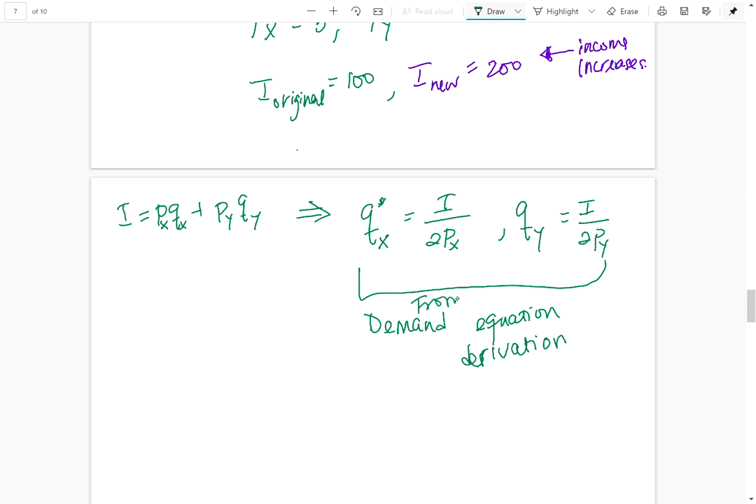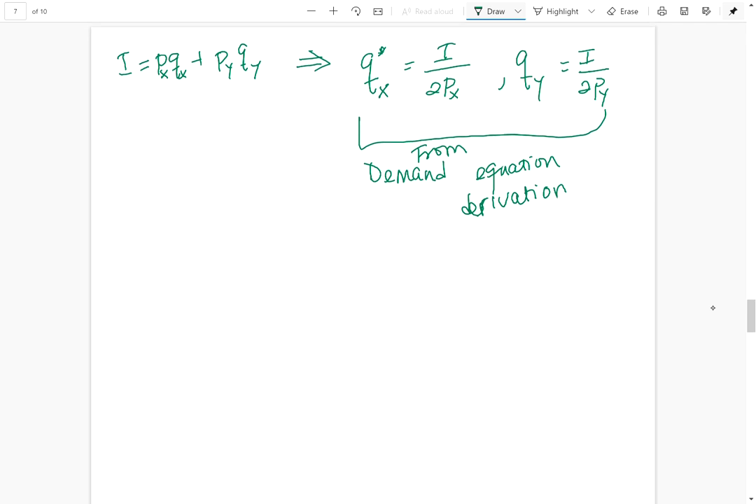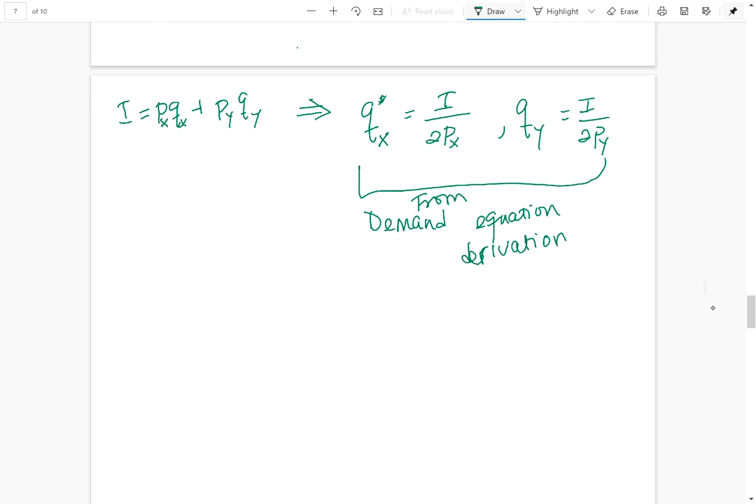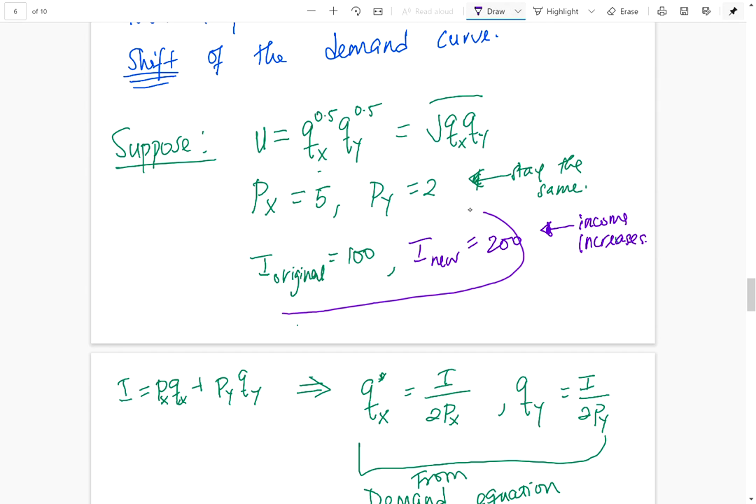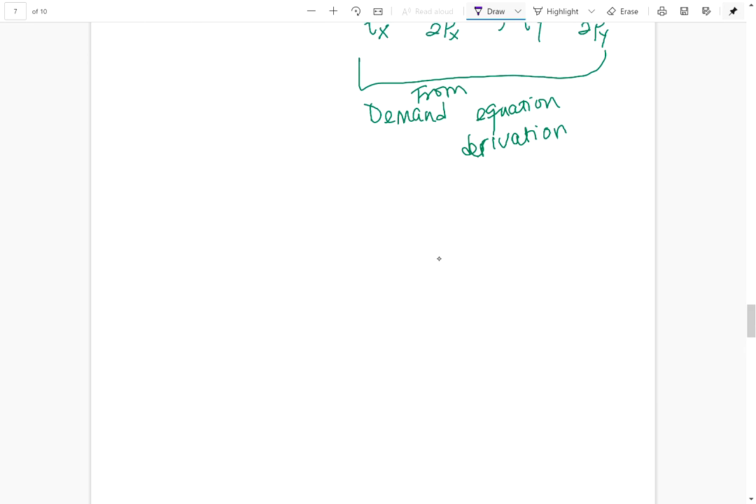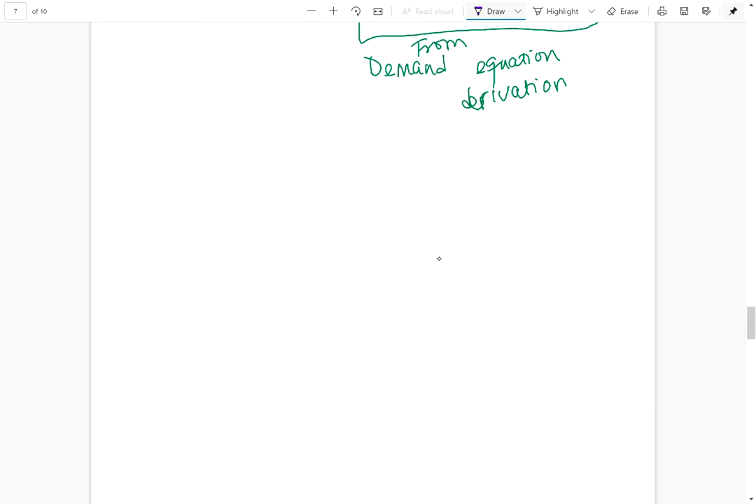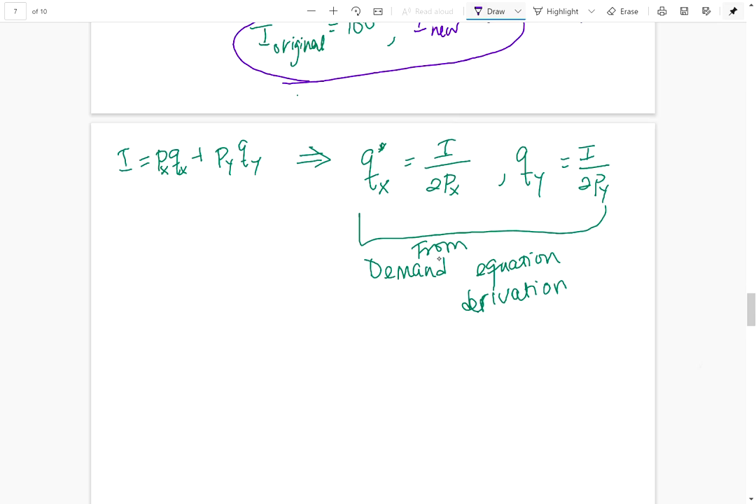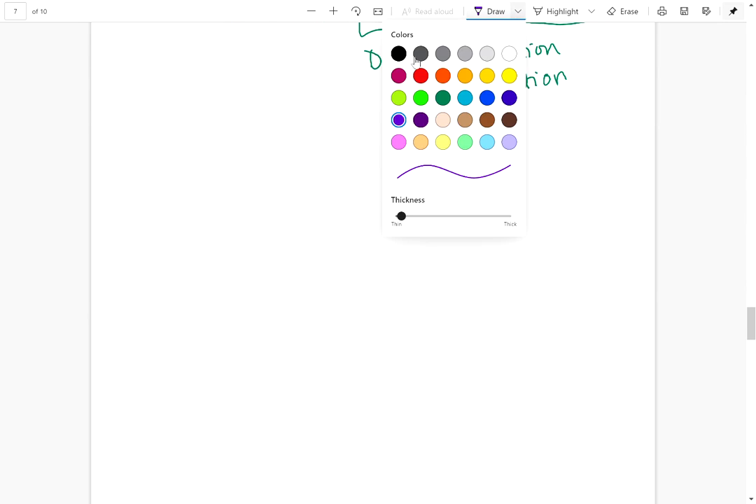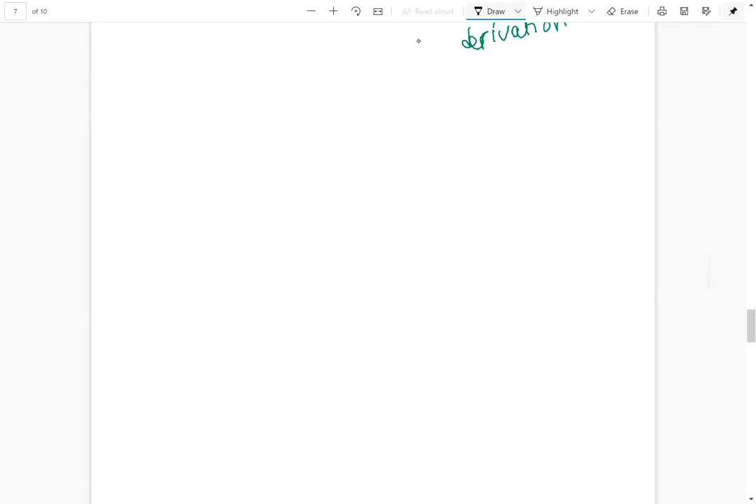This is from there. So what we're going to do now is see how this increase in income will affect our optimal bundle and thus the consumer's optimal bundle and thus their demand curve. Actually, I want this on a new page because I want to draw. So let's draw our consumption choices.